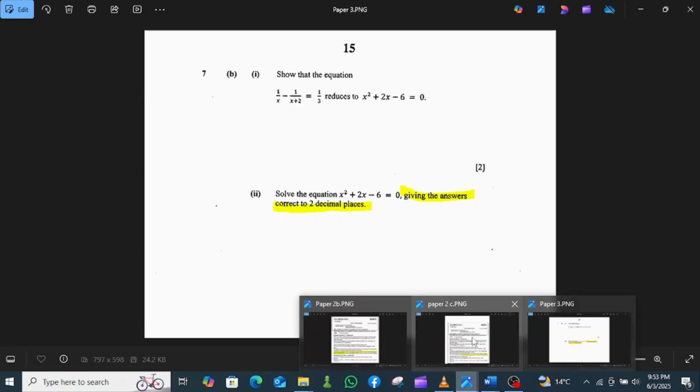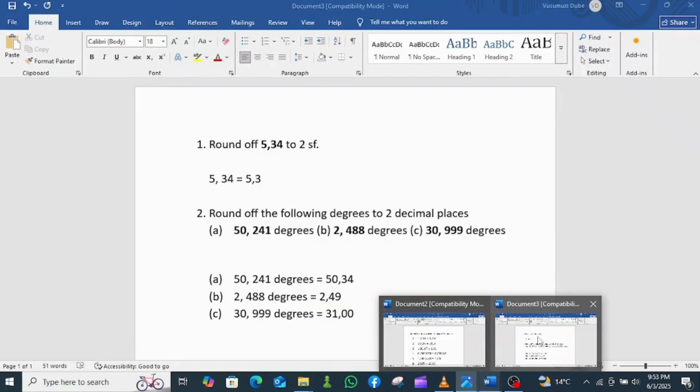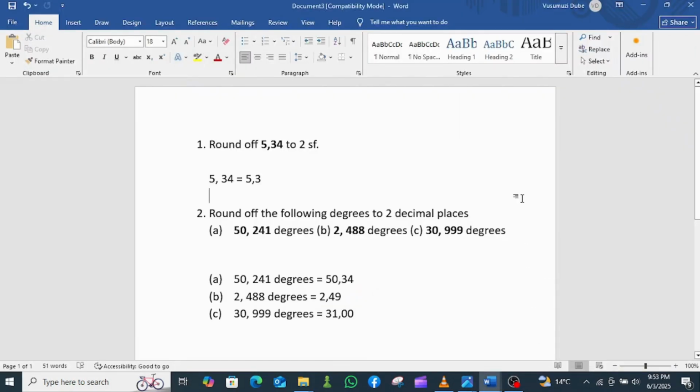Now let's talk about this instruction. Answers in degrees should be given correct to 1 decimal place unless stated otherwise. Rounding off to 2 decimal places means I have to count 2 numbers after the comma. If the third number is less than 5, you don't add anything on the second digit after the comma, but when it's 5 or greater than 5, then you add 1 to the second number after the comma. Let's round off the following to 2 decimal places.